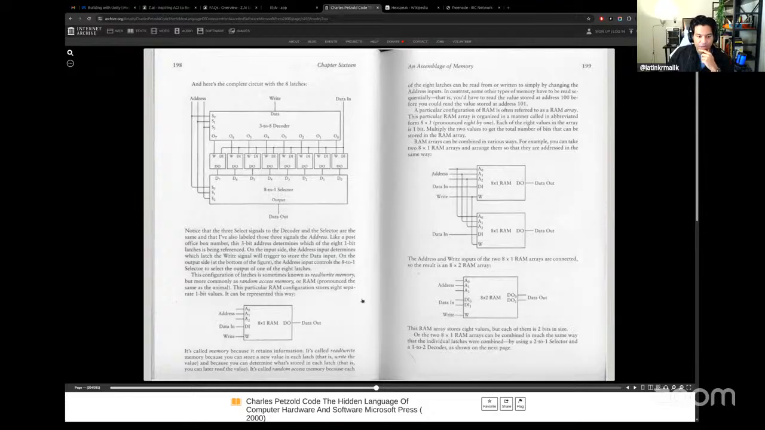This particular RAM configuration stores 8 separate bit values, and it can be represented in this way.